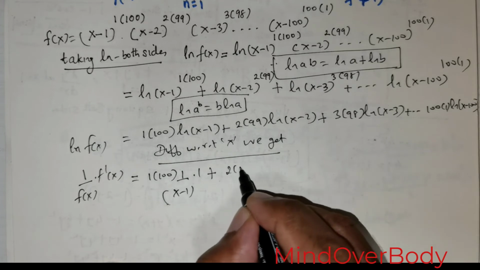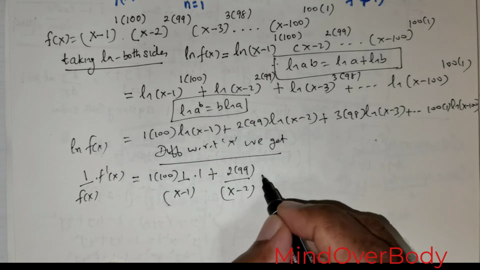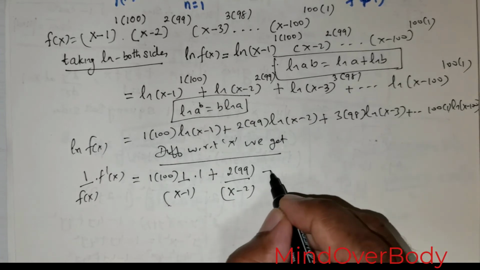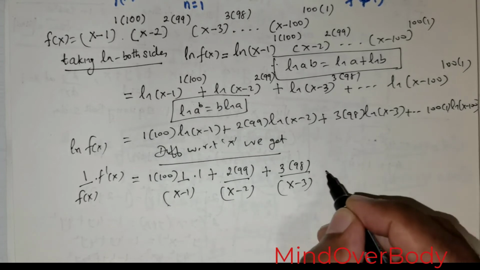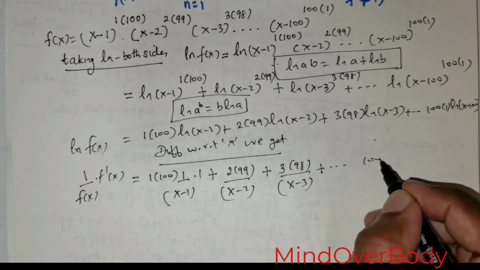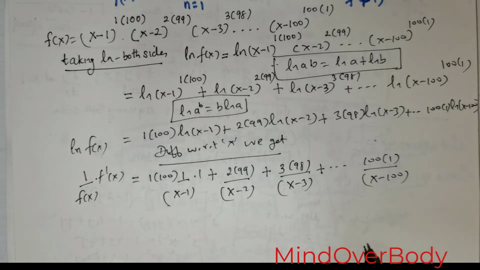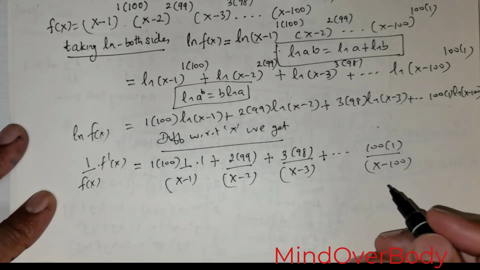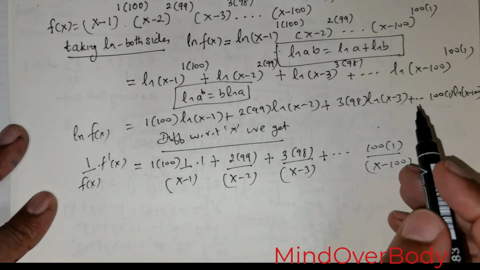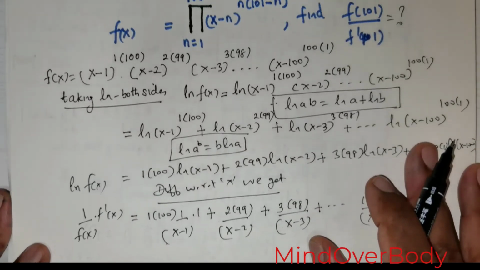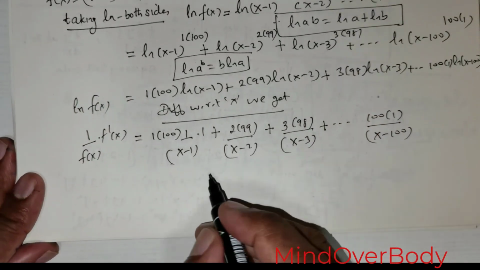So this is going to be 2 times 99 divided by (x-2). There's no need to place this 1 there because it's going to be 1 anyway. So followed by 3 times 98 over (x-3), and then it goes up to 100 times 1 over (x-100). So this is what we have got. Now the question comes, we will have to make the substitution at x is equal to 101, right? So let us substitute that value.